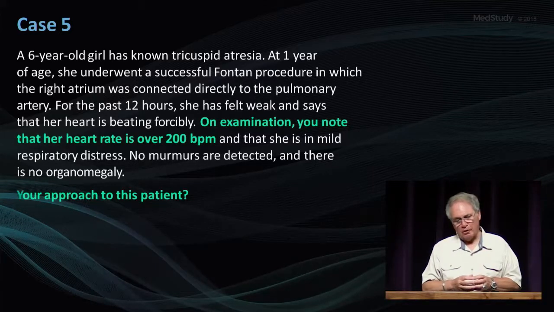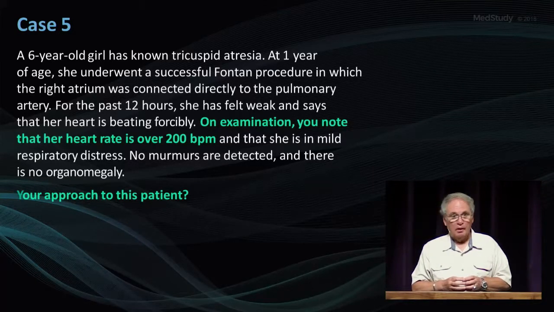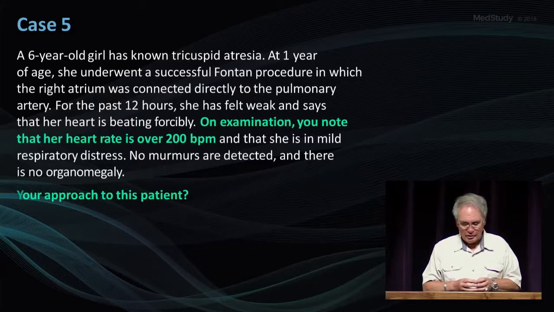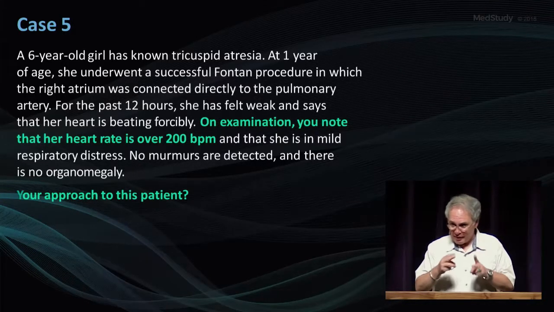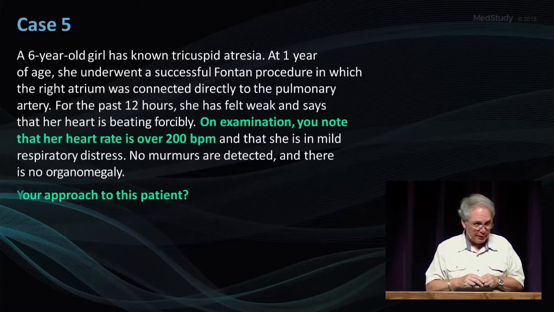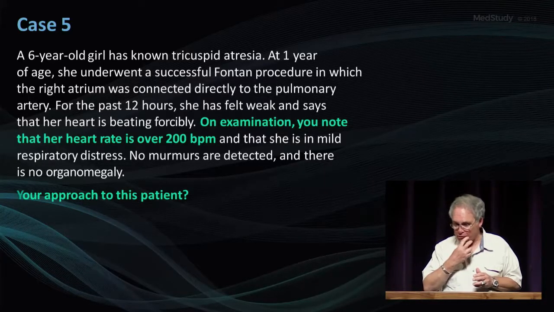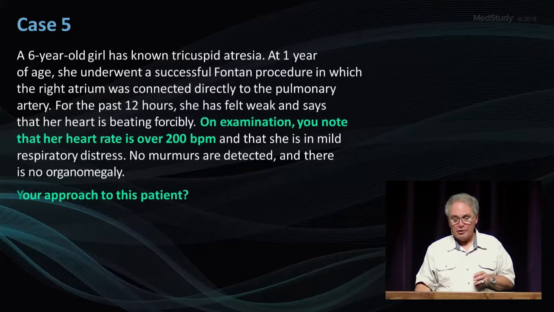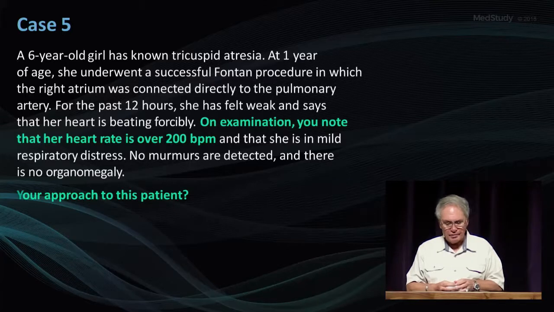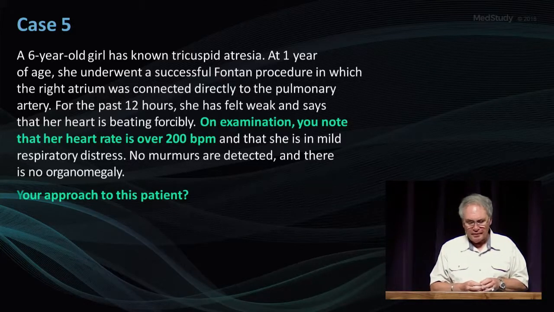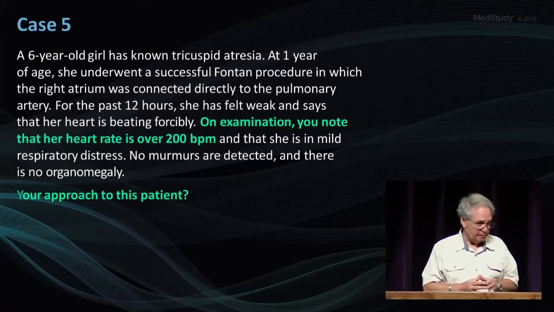A 6-year-old girl has known congenital heart disease, tricuspid atresia. She underwent the operation for tricuspid atresia, which involves a lot of atrial surgery that I'll show you later. Used to involve a lot of atrial surgery. For the past 12 hours, she's felt weak and says her heart's beating fast. On exam, you note that her heart rate is over 200 beats per minute, and she's in mild respiratory distress. No murmurs are detected, no organomegaly. What are you going to do?